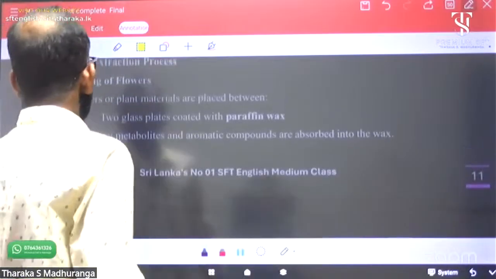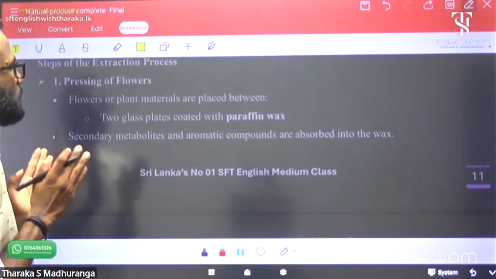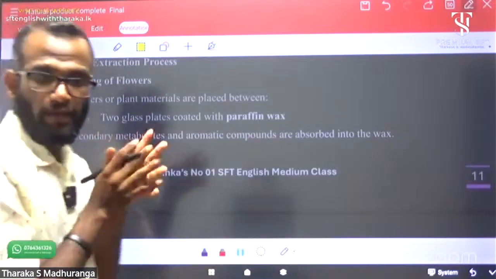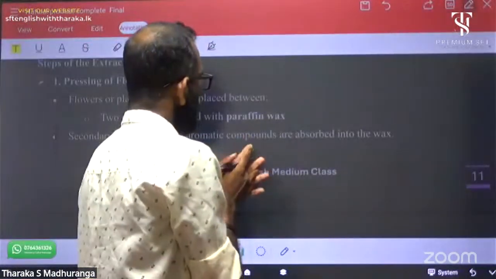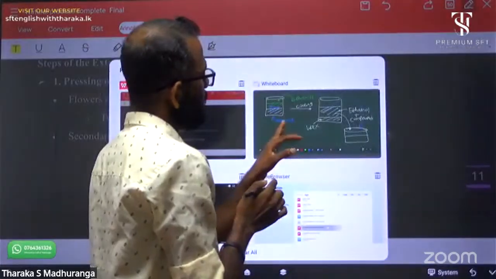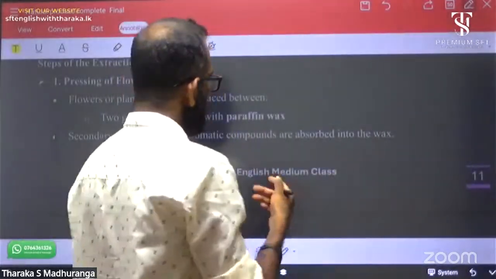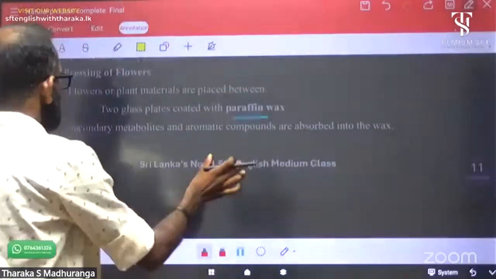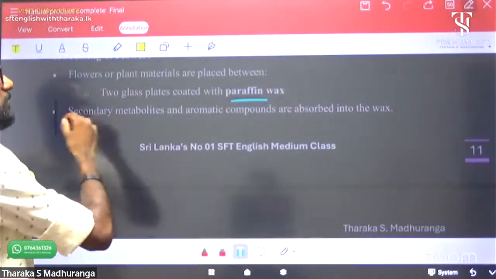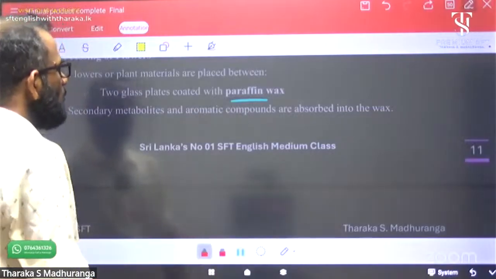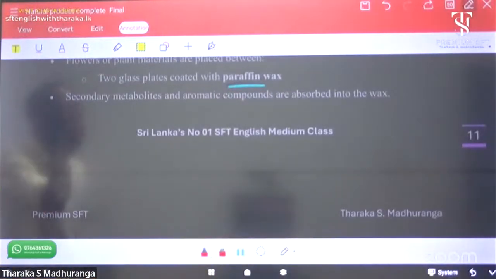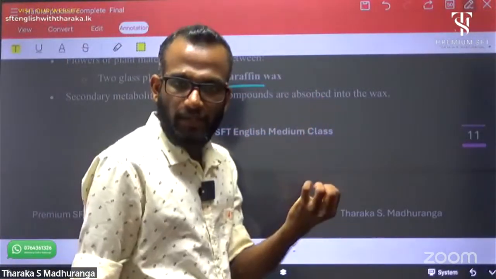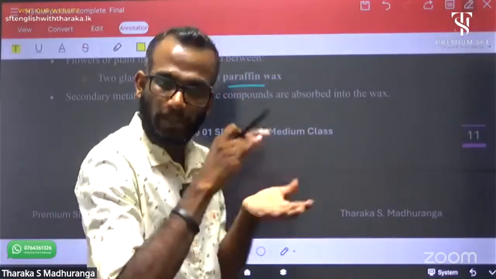Read this: pressing of flowers. Flowers or plant materials are placed between two glass plates coated with paraffin wax. Mind my spelling: double F in paraffin, paraffin wax. Secondary metabolites and aromatic compounds are absorbed into the wax in this pressing process, right?